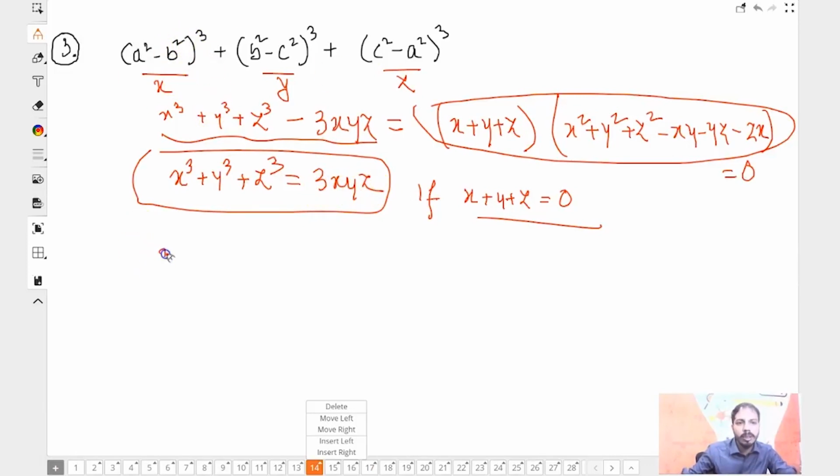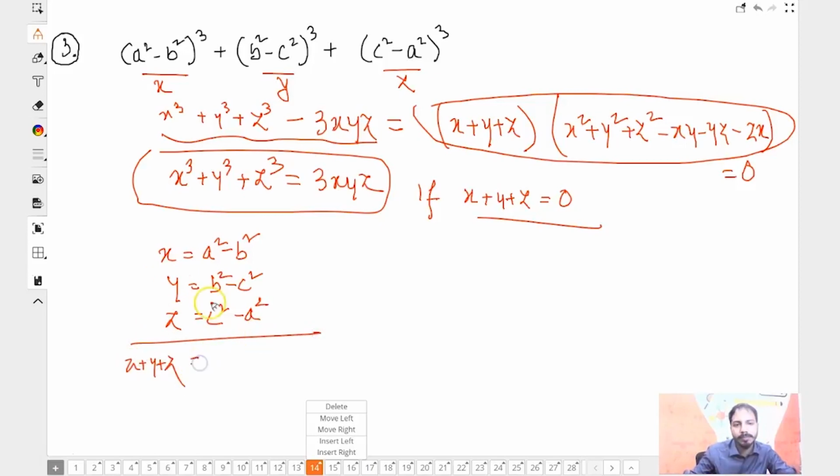So let me apply it here. Let me see what is x. x is a square minus b square. What is y? Let us say b square minus c square. And what is z? c square minus a square. Now if I add them, x plus y plus z, what do I get? This will get cancelled, this will get cancelled, this will get cancelled, so ultimately I'll get 0, so I can easily apply this.